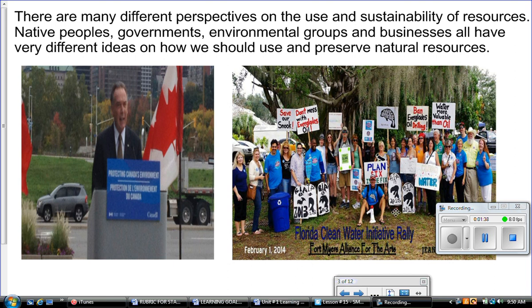A positive action can start at the ground level with people organizing themselves, such as in this diagram of the Florida Clean Water Initiative rally. These are people who are not necessarily part of the government, but they are working together to encourage their local businesses, their government, to take more responsible actions with regards to their water.